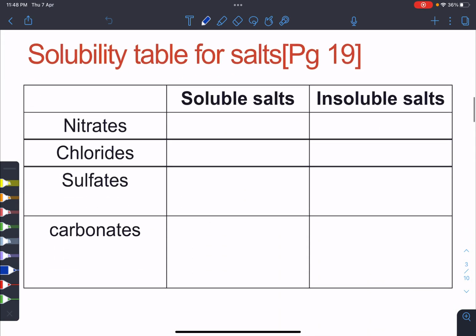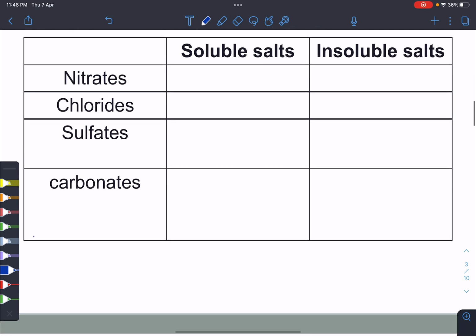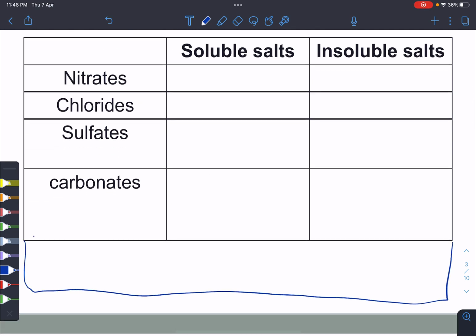Part 2 is your solubility table, which technically speaking we've already done. But we can quickly come back and fill this in as a recap. I mean, it never hurts to give you more. Oxide, hydroxide, bromide, iodide. So all nitrates are soluble.